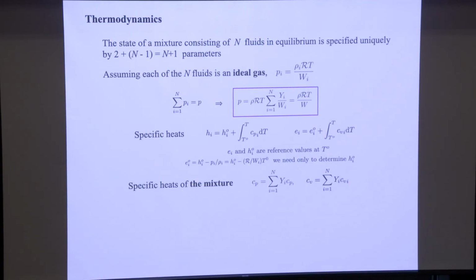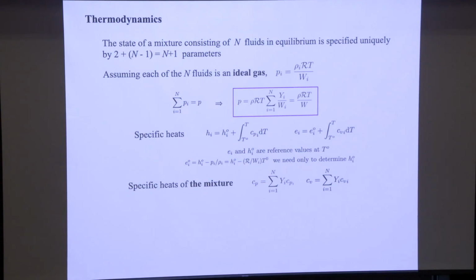So if we assume that all the species behave like ideal gases, then Pi is rho_i RT over Wi. And if you use Dalton's law, where the sum of Pi is P, then you can write the equation of state as P = rho RT times the sum of Yi over Wi, remembering that rho_i is rho times Yi, which we noted before is 1 over the molecular weight of the mixture. So it's rho RT divided by W.